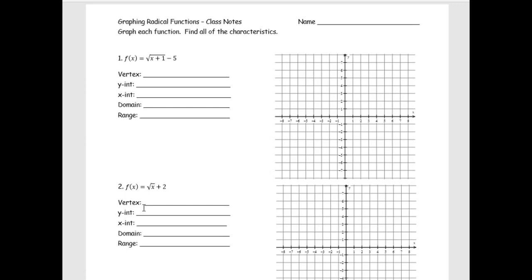Today we're going to talk about how to graph a radical function, and then we're going to identify some of the characteristics of this graph. These first two examples I'm going to do without a calculator, and then example 3 I'm going to pull out a graphing calculator, and we'll talk about how to identify the parts using the graph table.